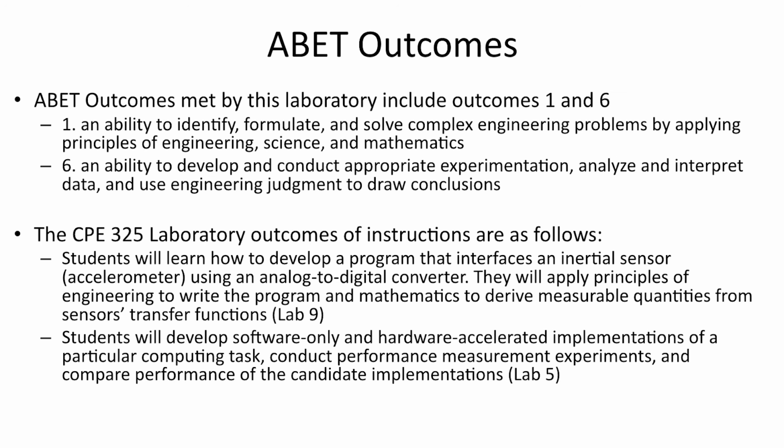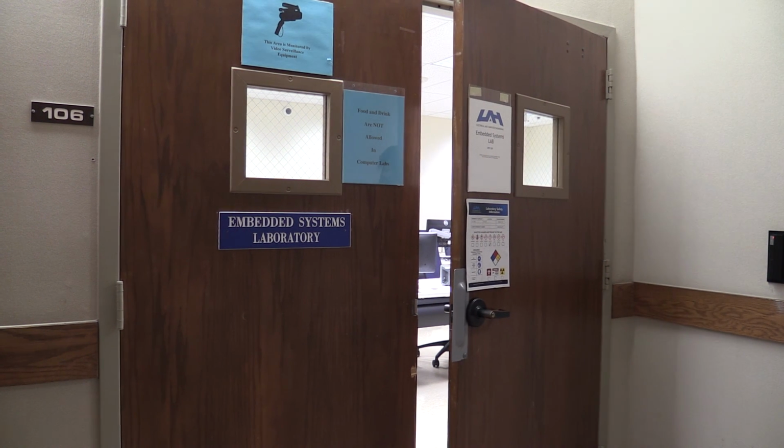Outcome 6 is defined as an ability to develop and conduct appropriate experimentation, analyze and interpret data, and use engineering judgment to draw conclusions. To cover this outcome, we use Laboratory 5. In this lab, students develop software-only and hardware-accelerated implementations of a particular computing task. They conduct performance measurement experiments and compare performance of the candidate implementations. With this, I conclude the presentation.